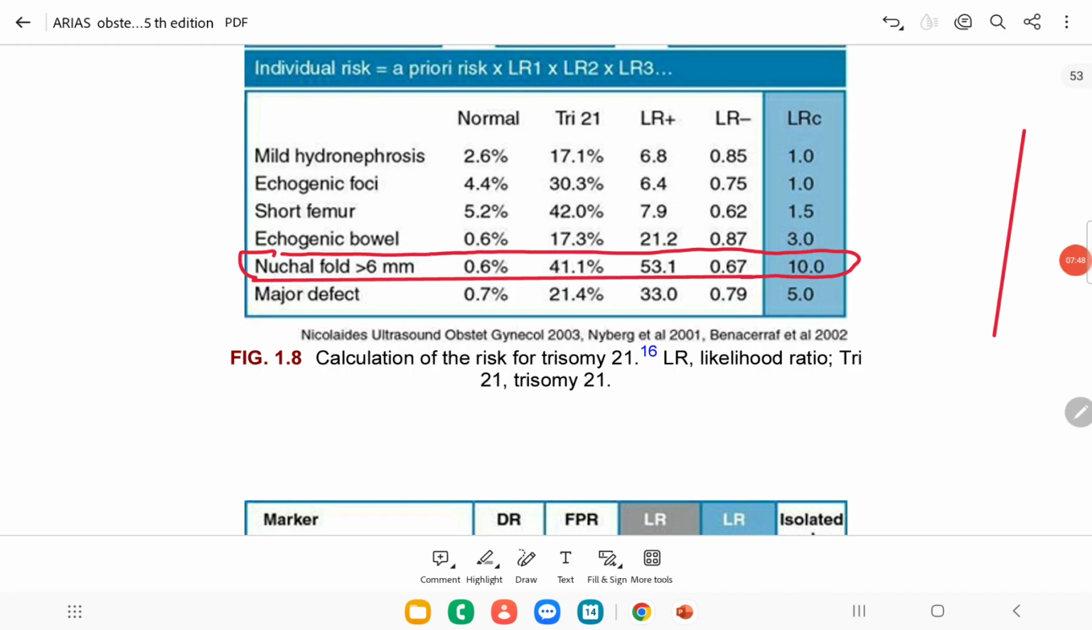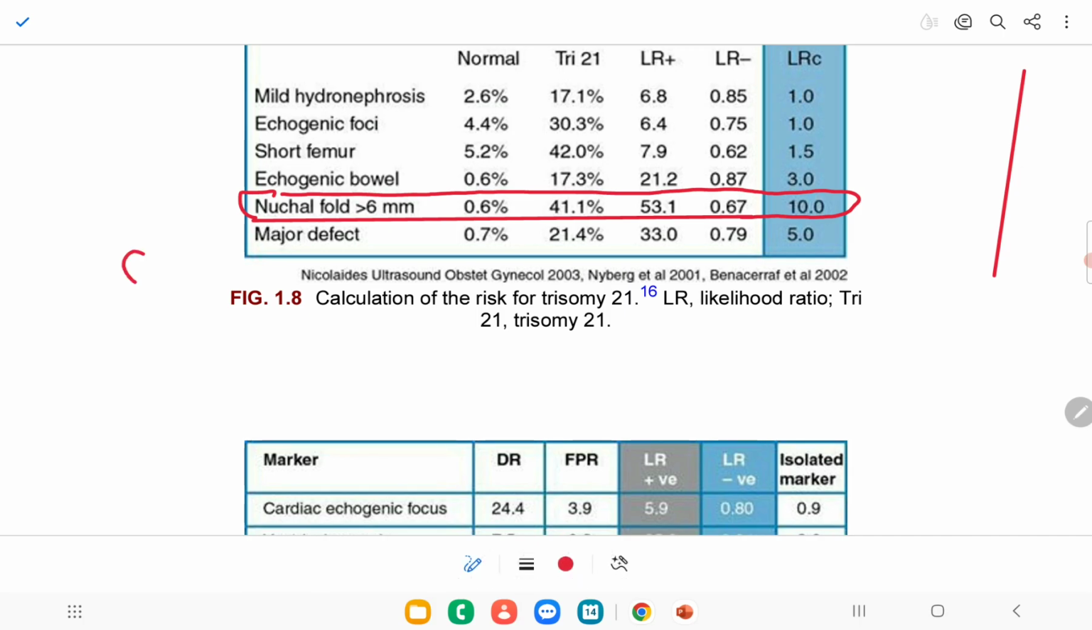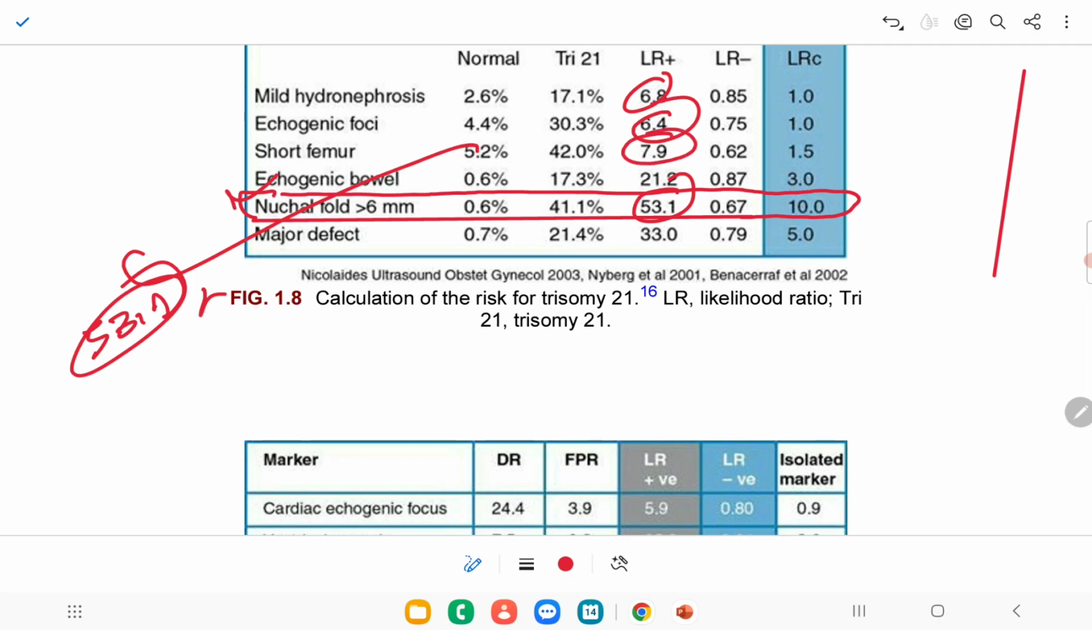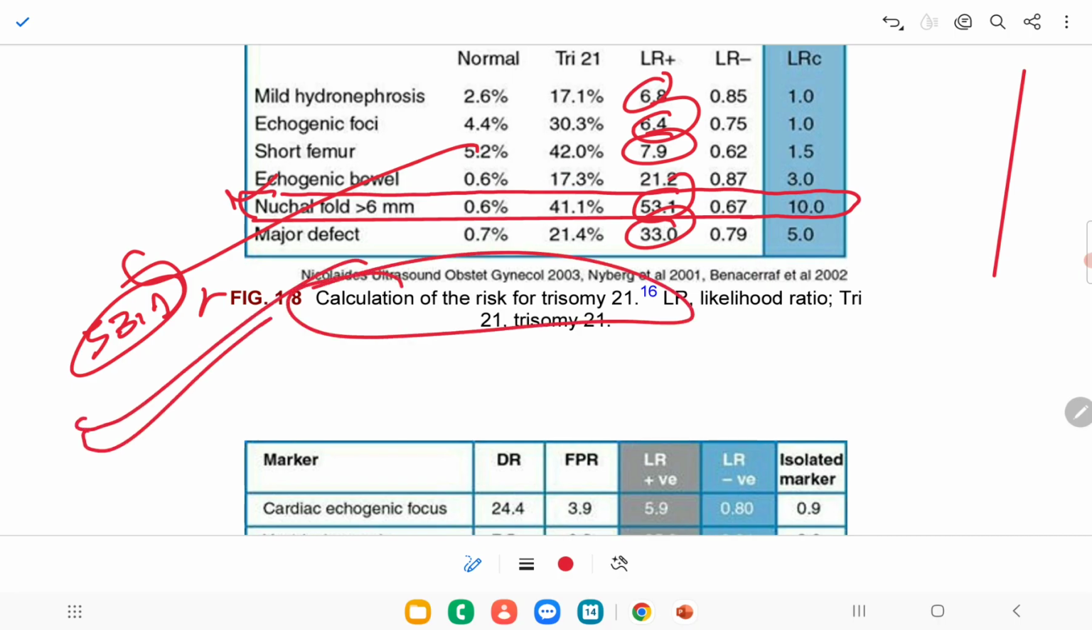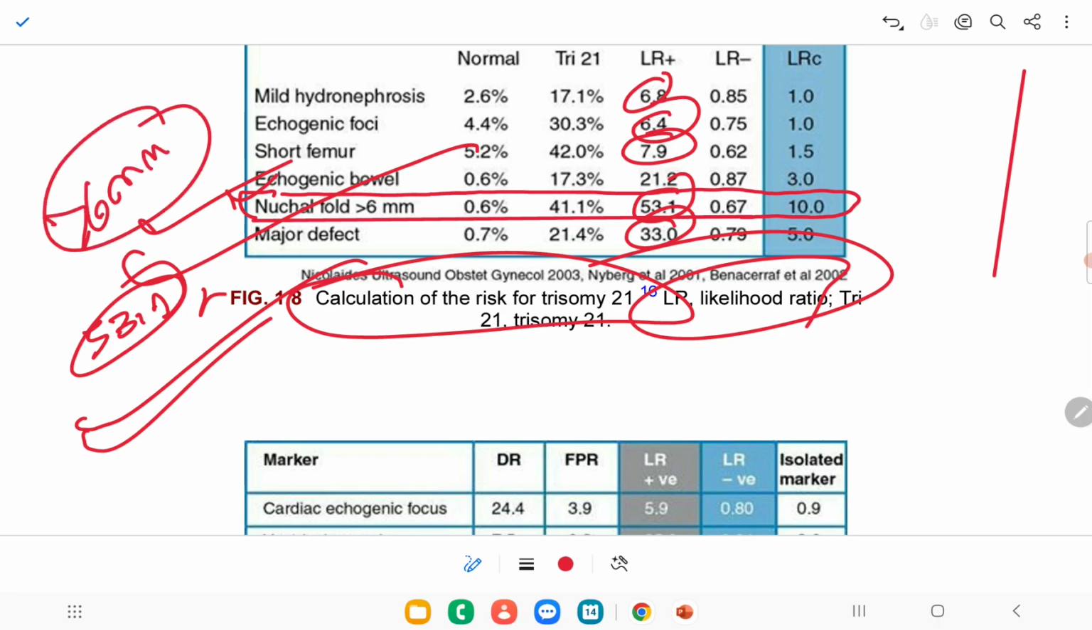Among all these soft markers, the very important point is nuchal fold thickness, that is more than 6 mm. The likelihood ratio is 53.1. This is a very important question they can ask in every exam. Mild hydronephrosis, the likelihood ratio is 6.8, echogenic foci is 6.4, short humerus and femur is 7.9, and a cardiac defect is 33. But nuchal fold thickness is the very important statement. You have to remember the calculations for the risk of trisomy: based on the likelihood ratio, the chances will increase. If the nuchal fold is more than 6 mm, the likelihood is the highest.